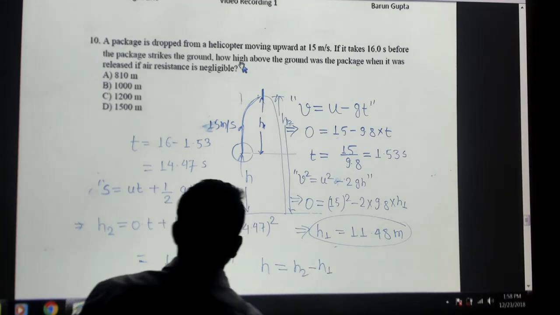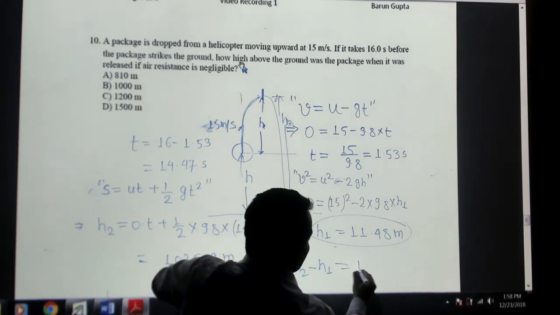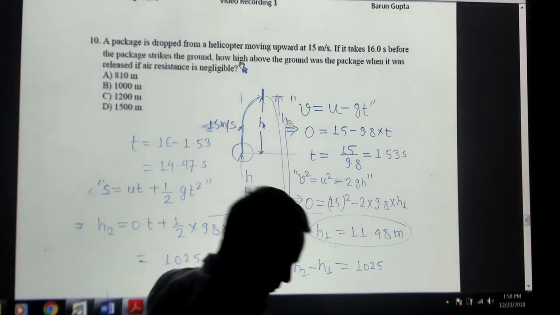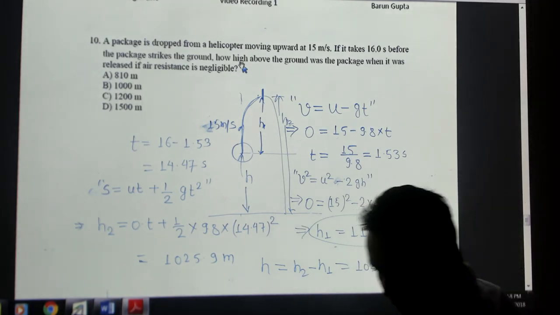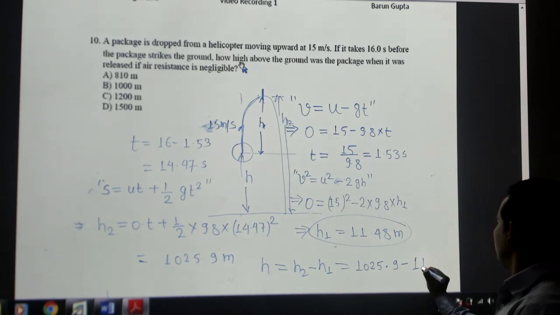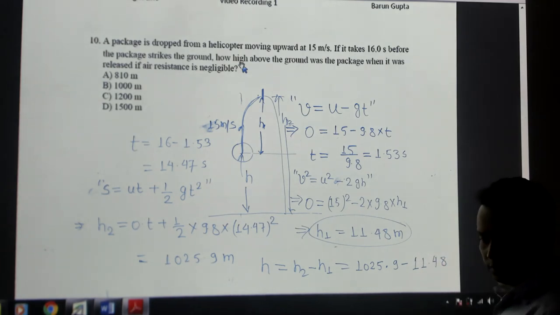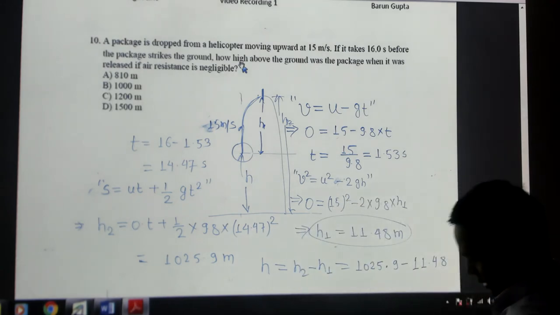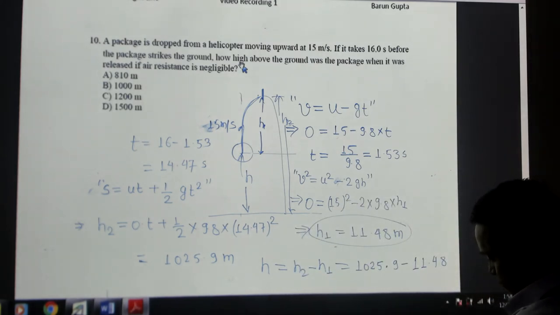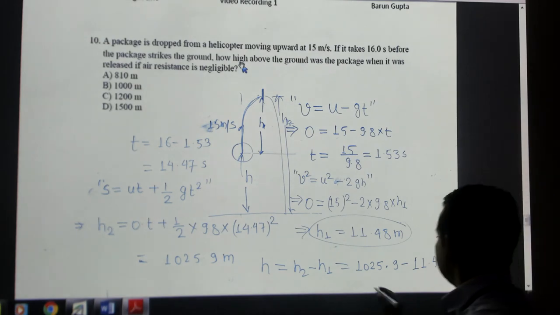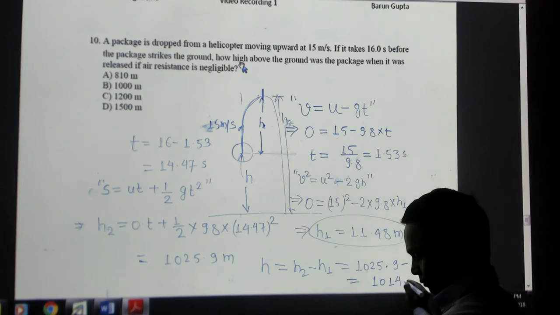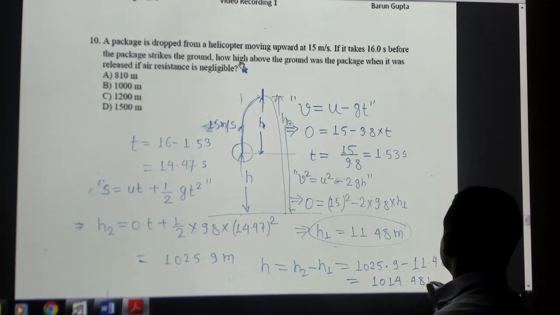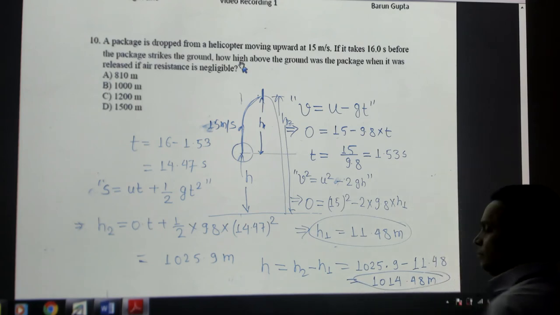Now if I need to find this height h, then h will simply be H2 minus H1, which is 1025.9 minus 11.48. Again, you just use your calculator. This gives me 1,014.48 meters. The same answer, exactly the same answer which you got.